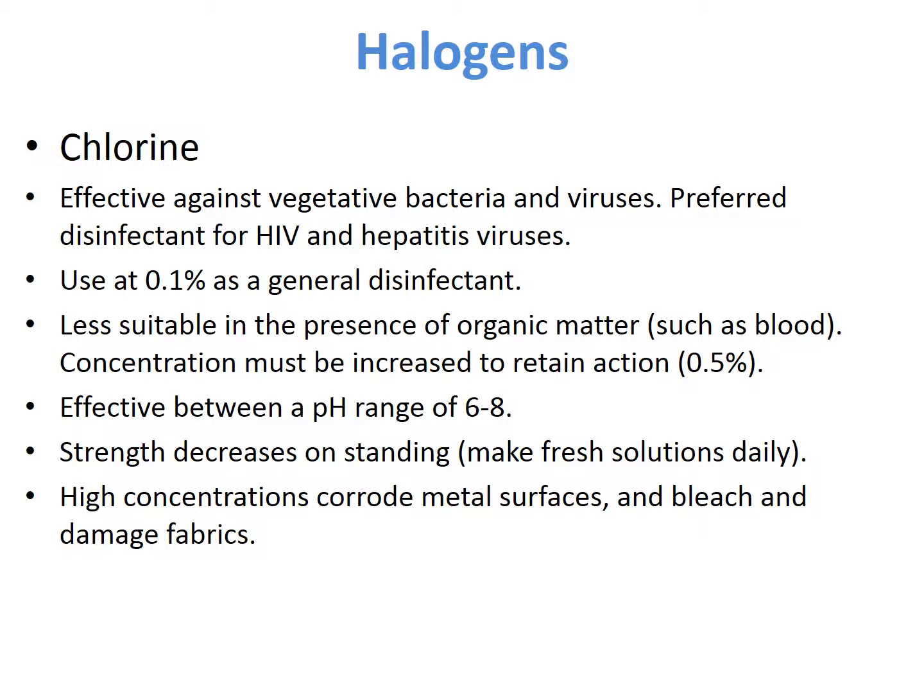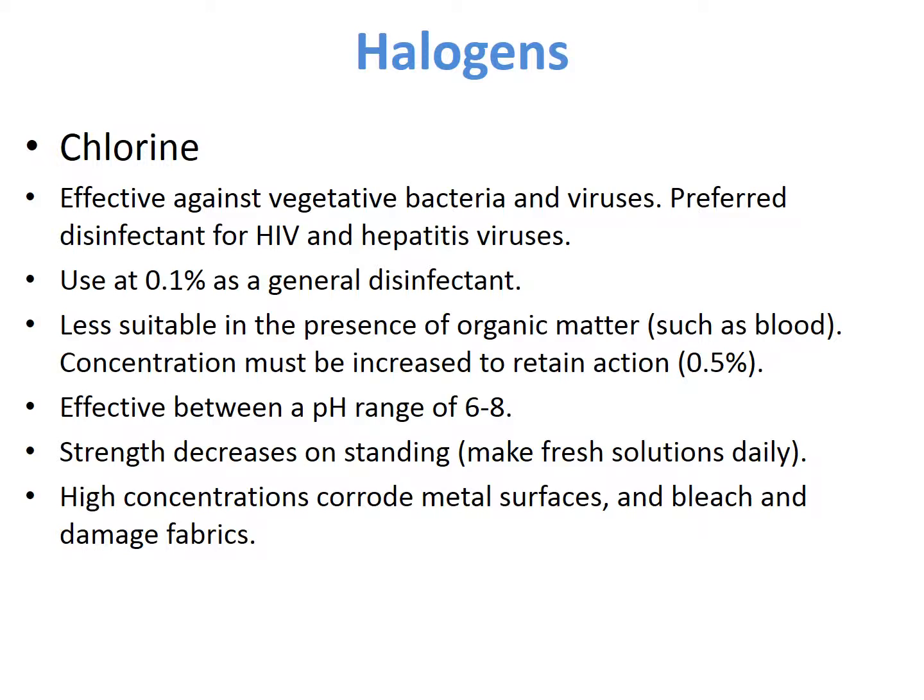Chlorine bleach is only effective in a pH range of 6 to 8. And what's kind of important to know about chlorine bleach as a home user, as well as using it on the job, is that chlorine bleach's strength decreases over time on standing. So if you're having to use chlorine bleach as a disinfectant, it's far better to make it fresh every day or every time that you need to use it, rather than making it one day and then using it a couple of days later. The bleach will not be as strong.